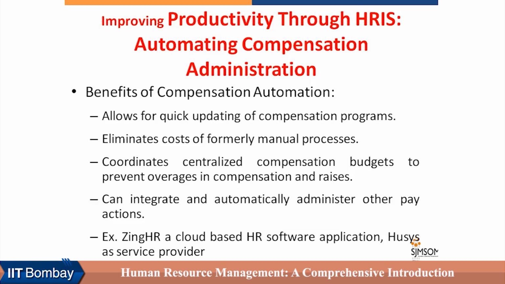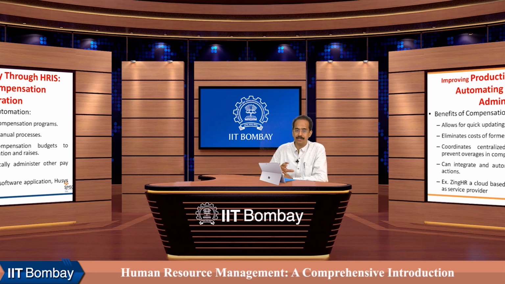A large number of people are required in an organization to calculate the salary and compensation manually for the large number of employees. So, the HRIS can take care of that process and can reduce the manual work to a great extent. When we have a well functioning HRIS and automated system, it also helps in coordination of the regional budgets and the centralized budget. It can integrate and automatically administer the other pay actions like PF deduction or HRA calculation or other kinds of incentive inclusions.